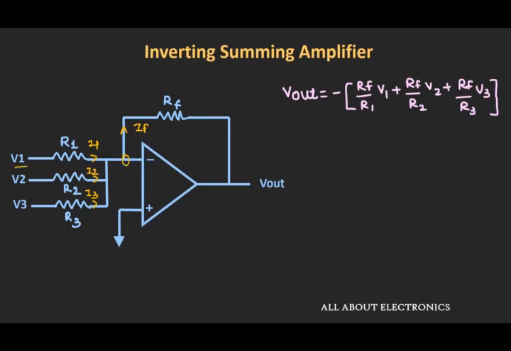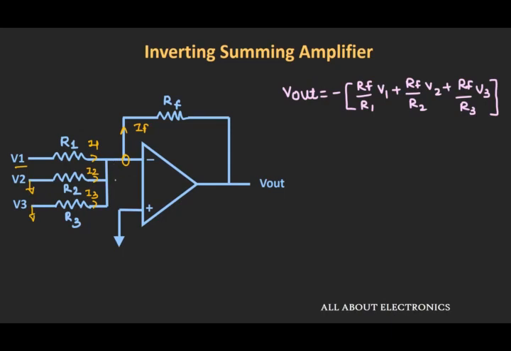One more interesting fact about this inverting op-amp configuration is that all the individual voltage sources are isolated with respect to each other, and that is because of the concept of virtual ground. If you consider the individual voltage sources one at a time, then the remaining voltage sources will act as a short circuit. So if we consider this voltage source V1 acting alone, then V2 and V3 will act as a short circuit, or we can say that they are at ground potential. Because of the virtual ground, this node is also at ground potential.